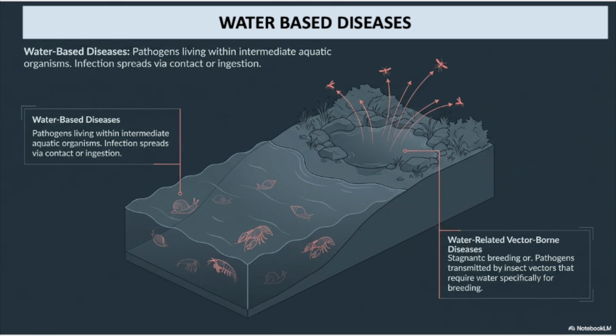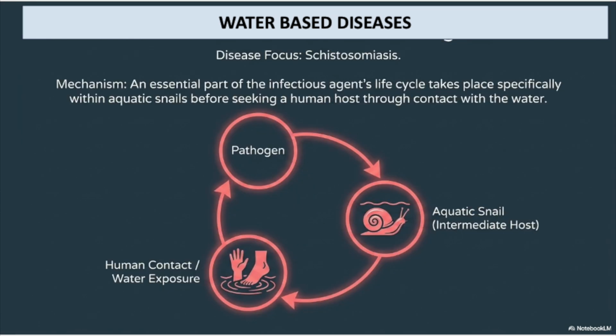Let us now look at water-based diseases, where pathogens live within intermediate aquatic organisms and infection spreads through contact or ingestion. The main disease focus here is schistosomiasis. The mechanism involves an essential part of the infectious agent's life cycle taking place specifically within aquatic snails.